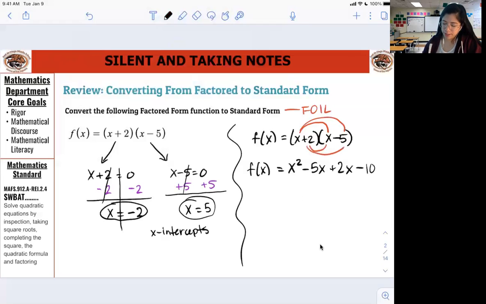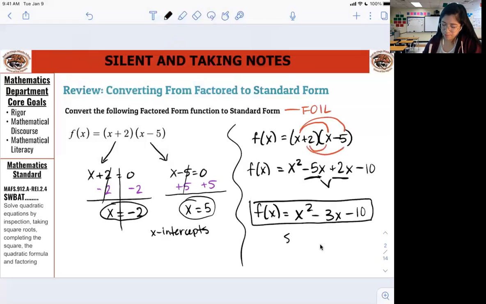Good. I got to combine like terms. Negative 5 plus 2. I get negative 3x. And there's my standard form equation. Cool. Okay.